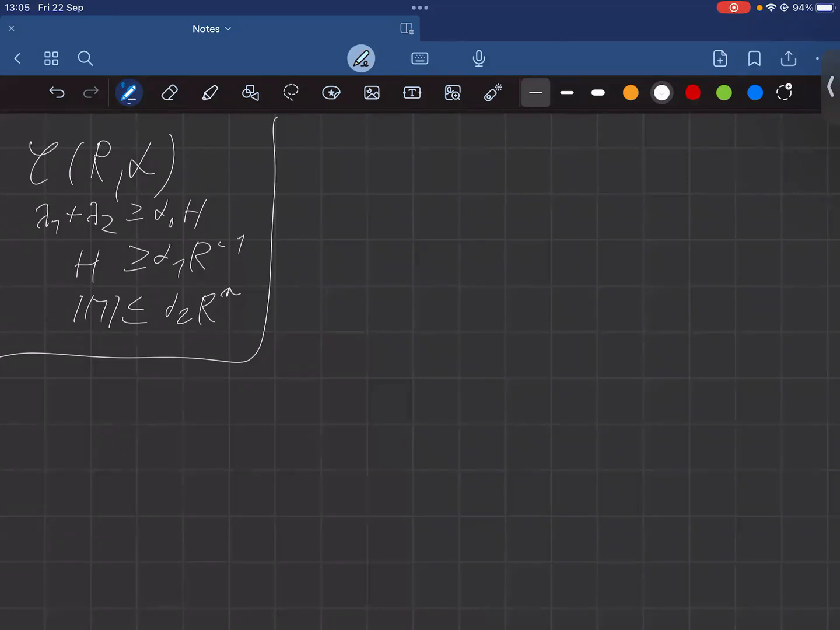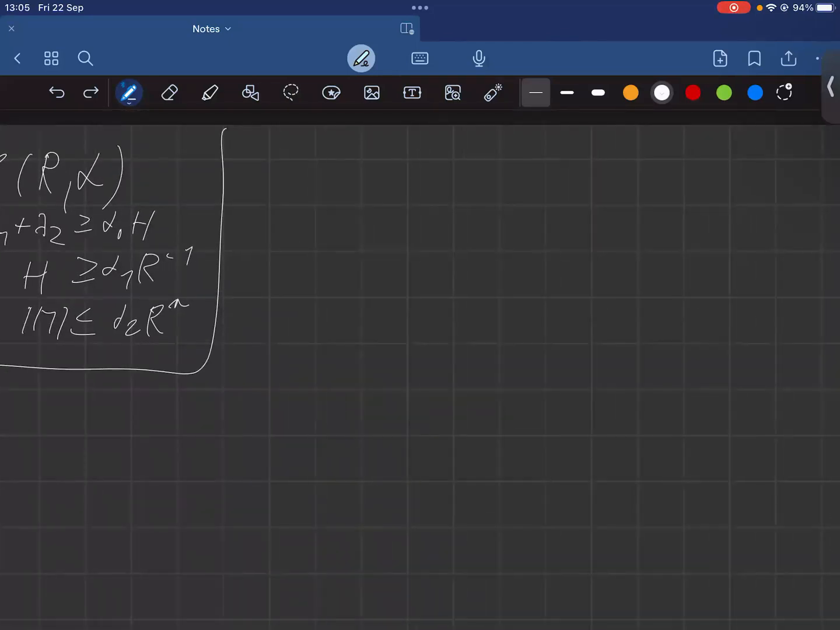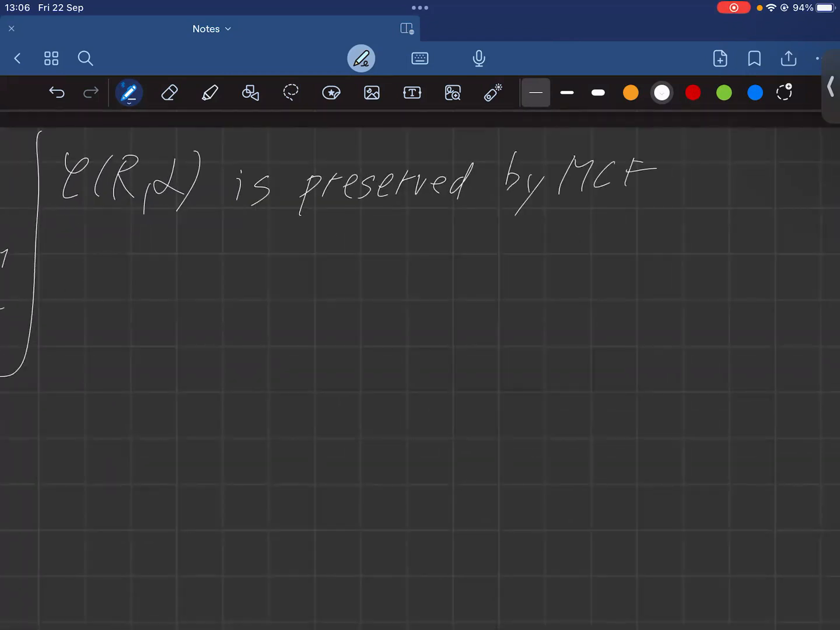Okay, so last time James defined this class of manifolds, CR alpha. It's just defined by some conditions. It's not really necessary. What are these conditions? Just some bound on 2-convexity, mean curvature is bounded from below, and the volume is bounded from above. Maybe a slight important note that this R right here is just a scaling parameter, and it can be chosen kind of arbitrarily. Also what was shown by James last time is that the class CR alpha is preserved by mean curvature flow.